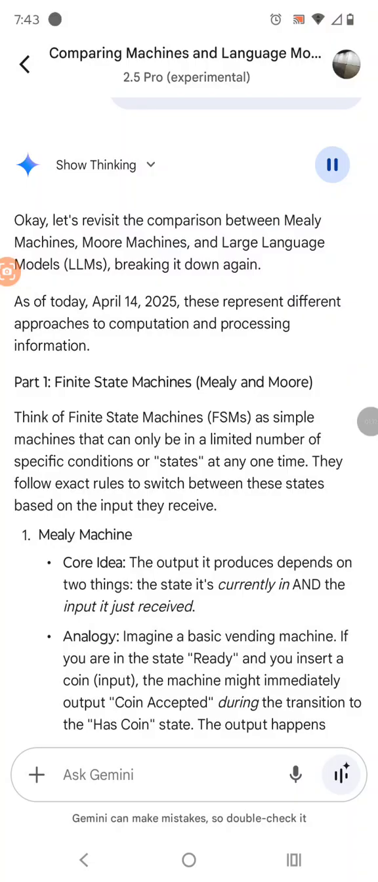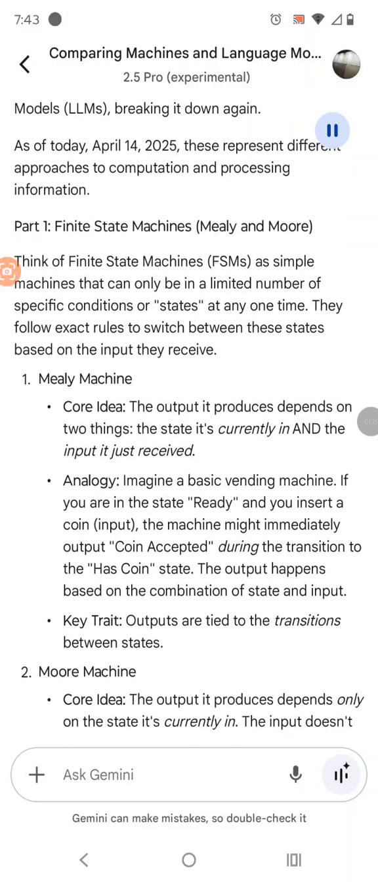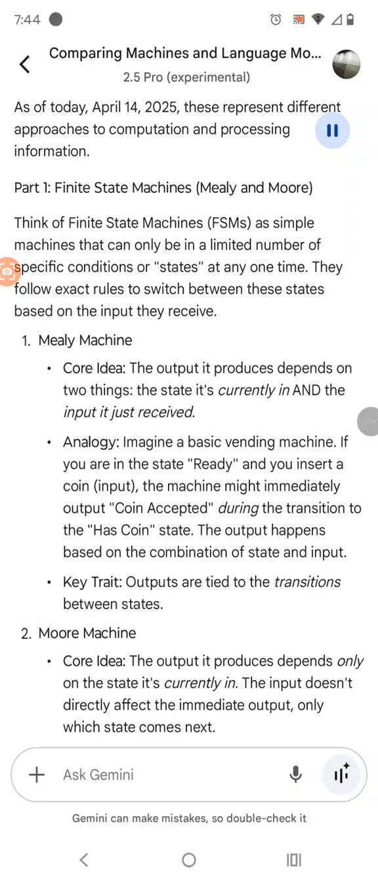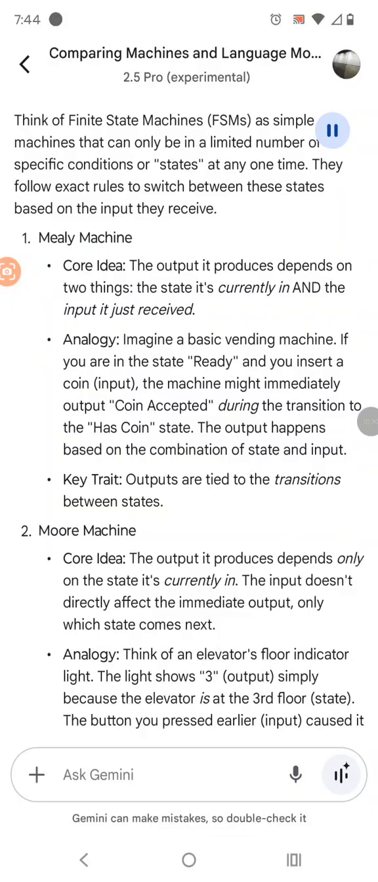Think of finite state machines, FSMs, as simple machines that can only be in a limited number of specific conditions or states at any one time. They follow exact rules to switch between these states based on the input they receive. 1. Mealy machine core idea. The output it produces depends on two things: the state it's currently in and the input it just received.